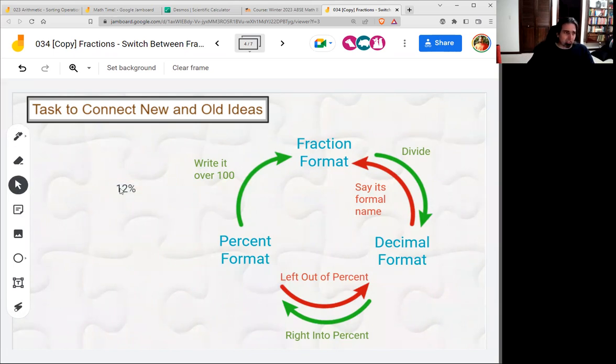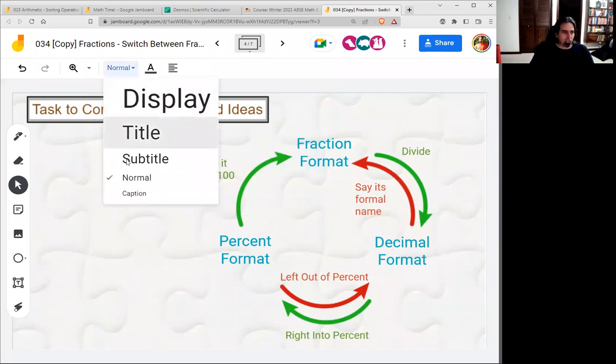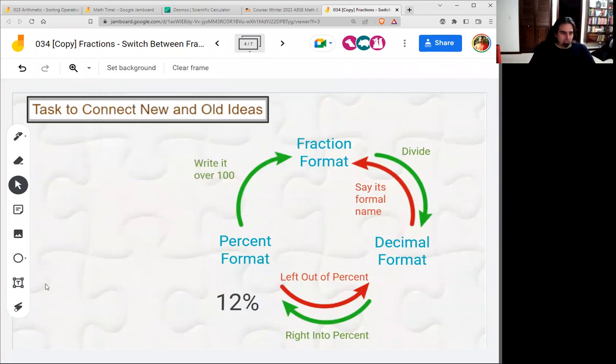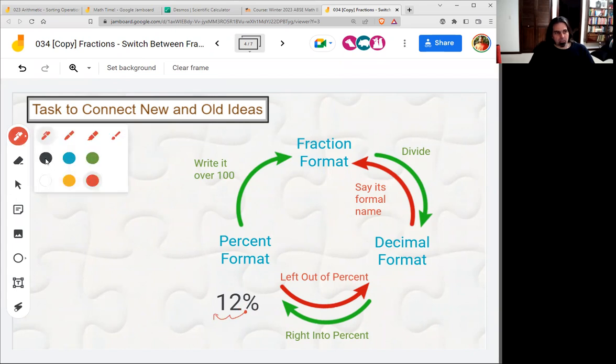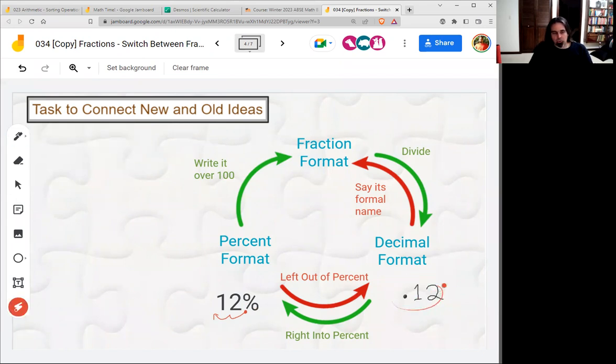Well, that is another percent, but I can do it that way. Let's go the other direction around. So let's go into our left out of percent first. So I start where there's a hidden decimal point next to 12, like I have $12 and no change. Go left twice, because it's always twice, and I get 0.12. If I say the formal name of 0.12, how do I say it out loud? It's 12 what?